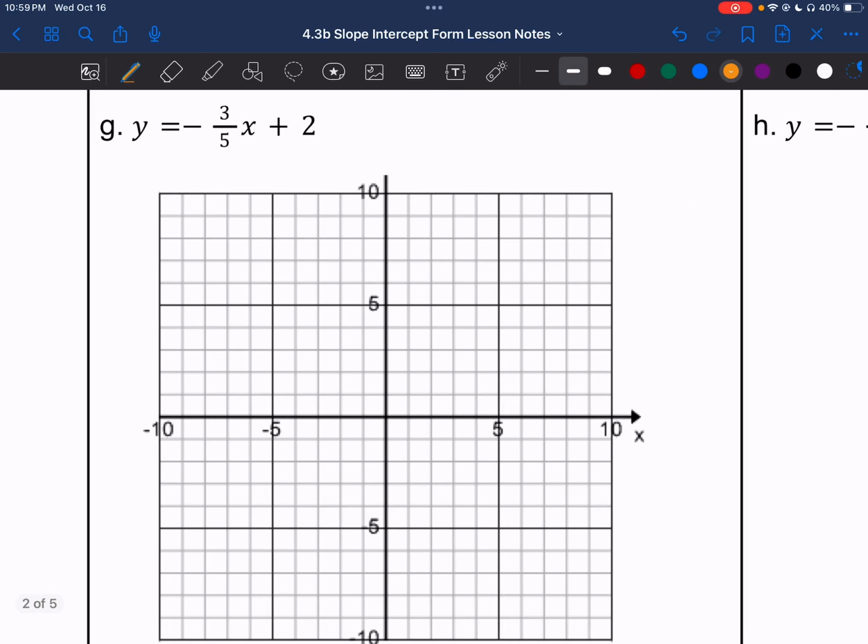Letter G, we have a slope of negative 3/5, so that means we are going to be going down as we move left to right, and we're starting at a point 2. So my first point is at y equals 2. And then we're going down 3 and to the right 5, and we're going down 3 and to the right 5. Well, that's my bare minimum of points. I can certainly add some more in there, so I'm going to go up 3 and to the left 5, and then up 3 and to the left 5. So if we connect our points, we have our line.